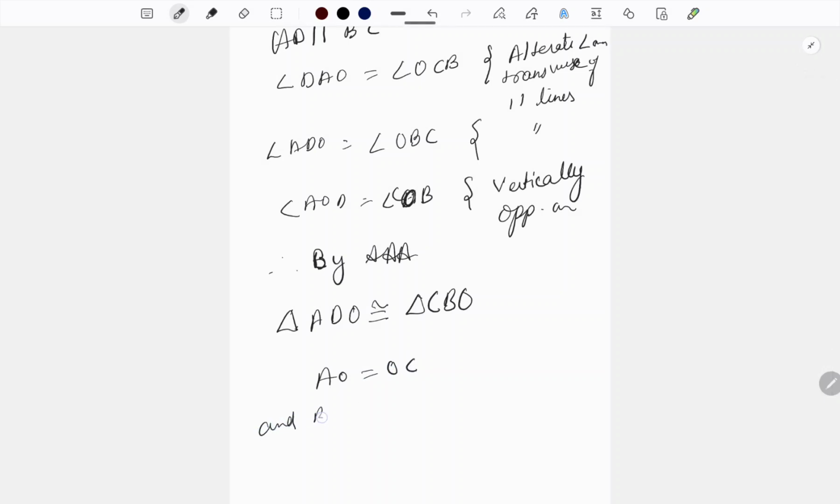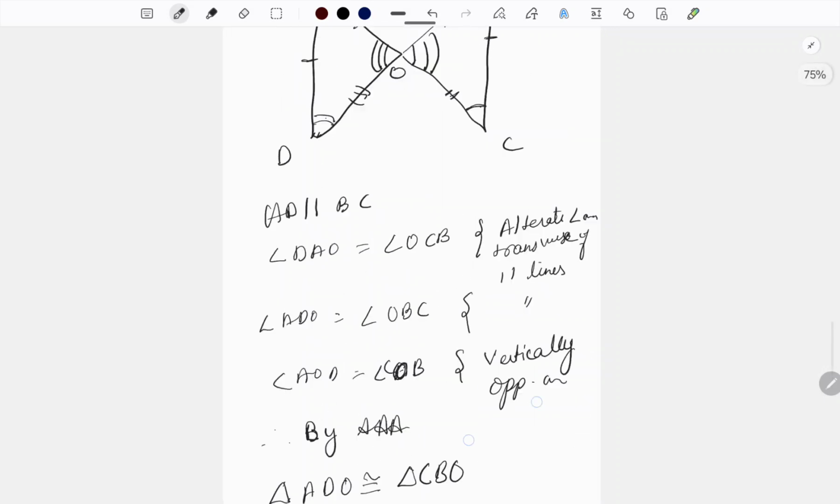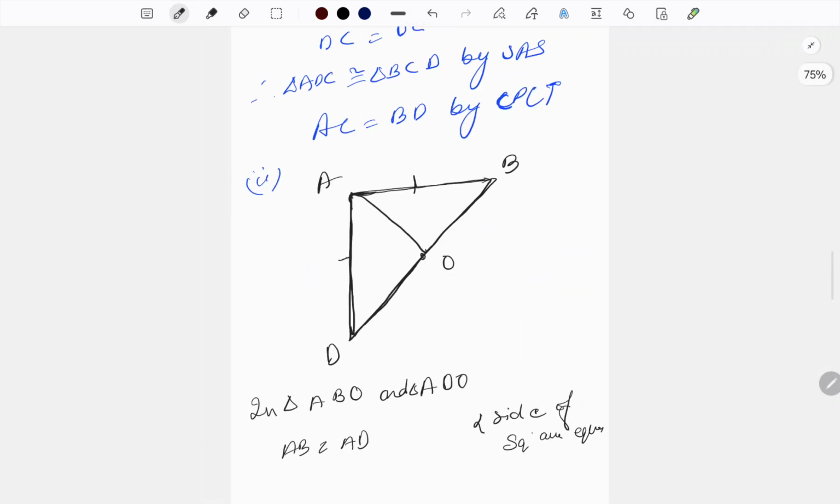So what we have derived here is that AO is equal to OC, and BO is equal to OD by CPCT. Now let us mark it as equation number 1. From equation 1 we can say what we were trying to say here, that this is equal to this. And from the question also we have proved that the diagonals bisect each other. Now we have to prove that this angle is 90, here it is 90.